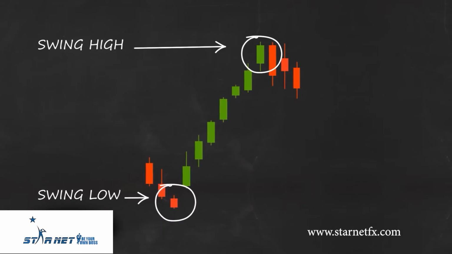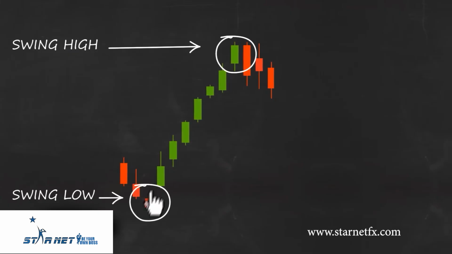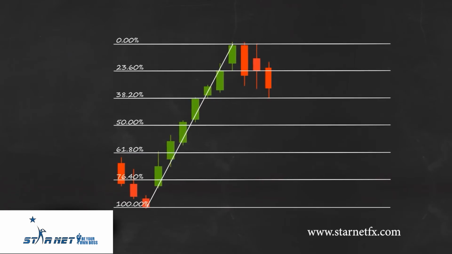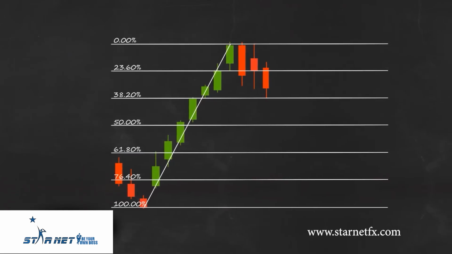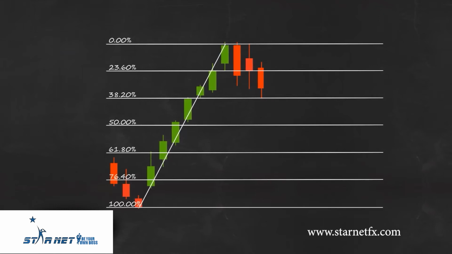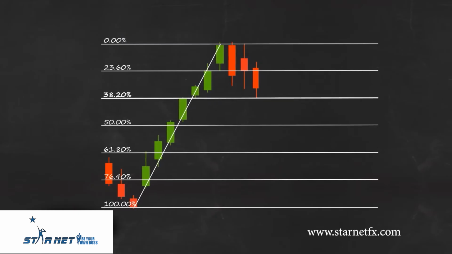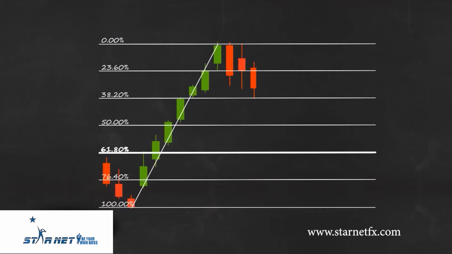Using the Fibonacci retracement tool in the trading platform, you draw a line between the swing low and the swing high. The horizontal lines that occur are the Fibonacci retracement levels, which are automatically calculated by the trading platform. The most popular Fibonacci retracement levels are the 38.2%, 50%, and 61.8%.